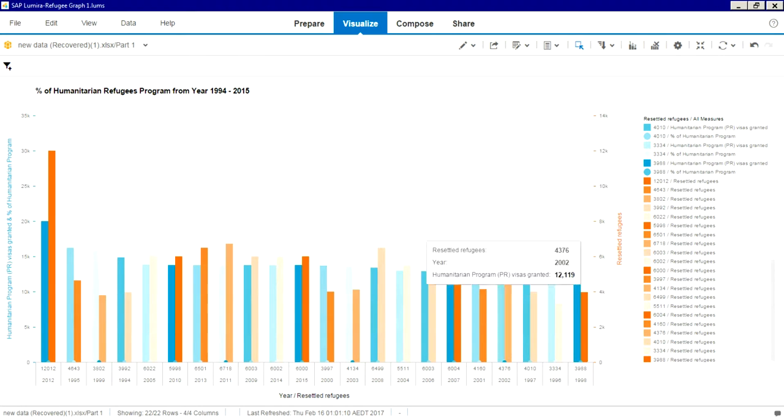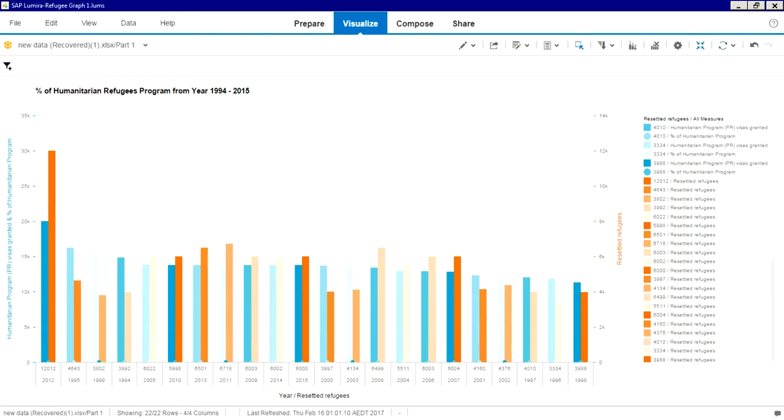This graph shows the resettled refugees in 1998 was 3,988. This is the lowest number of refugees who came to Australia in the data from 1994 to 2015. The most refugees came in 2012, with 12,012 refugees from different countries resettled in Australia. 2012 and 2013 are the years in which most refugees came to Australia.